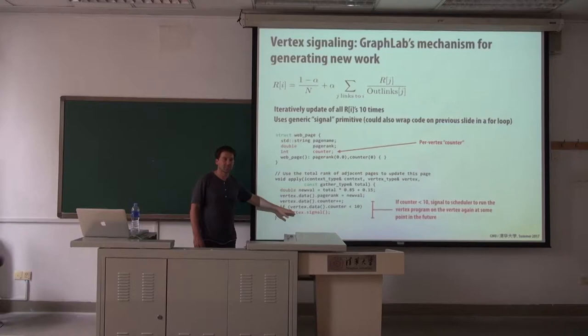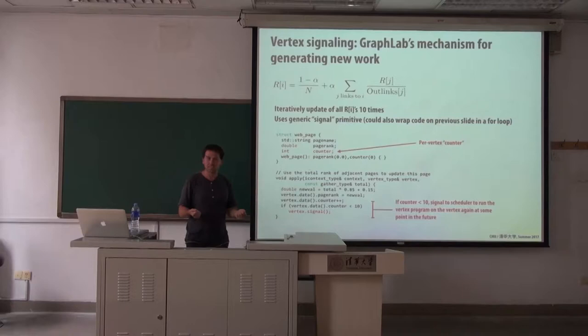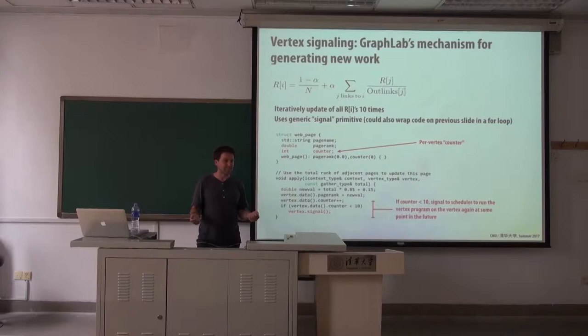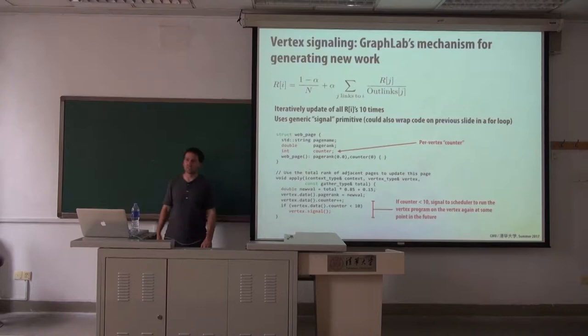So now every vertex updates itself and then puts itself back in the GraphLab work queue and does that 10 different times. So now I've written an algorithm that does one round of PageRank, two rounds, all the way up to 10. So you signal, you can just read it as add this vertex to the global work queue of work.